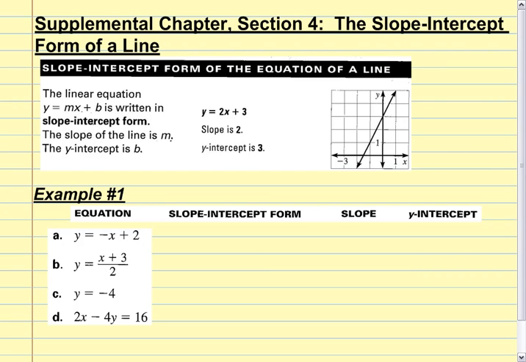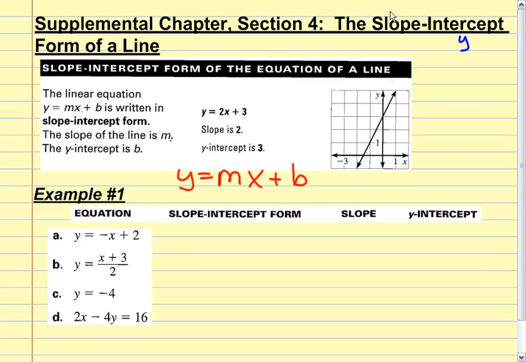And it's called the slope-intercept form, because we're going to find the slope and the y-intercept. Okay? This intercept refers to the y-intercept. Now, it says the linear equation y equals mx plus b is written in slope-intercept form. This is important. Write this down. Y equals mx plus b.